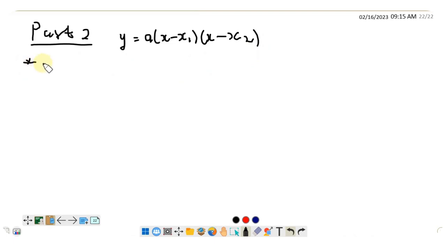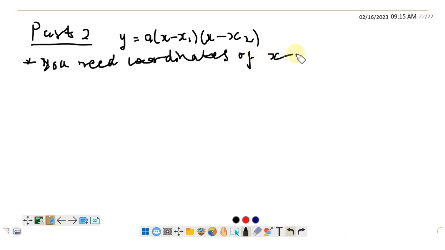You need the coordinates of the x intercepts.